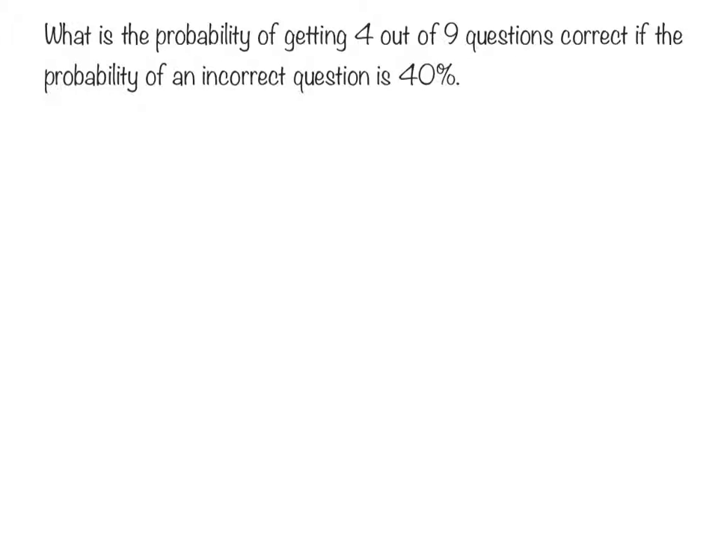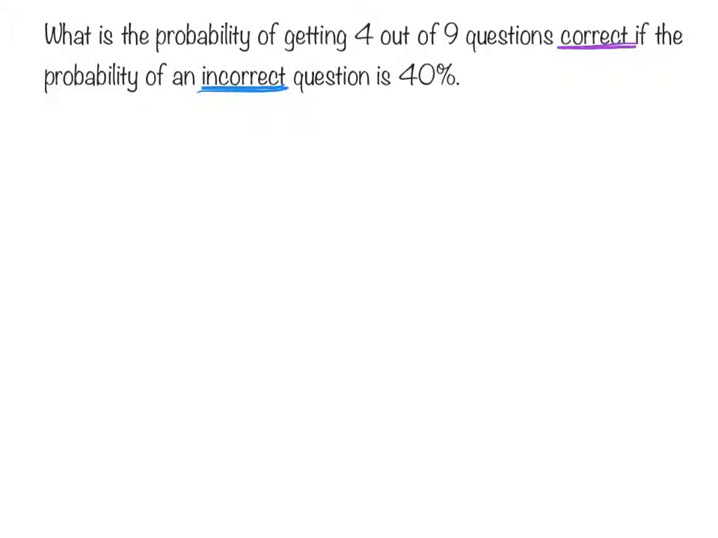So the first thing I would need when I read this problem is to make sure that it's binomial. Why is it binomial? Well, that means there's two outcomes. If I look here, it's talking about correct and incorrect questions, and there's only two options. So this is definitely a binomial probability example.